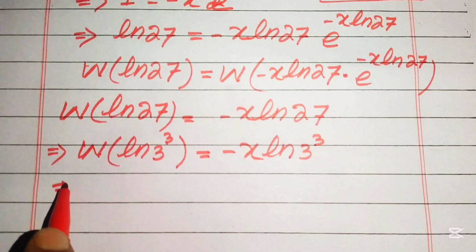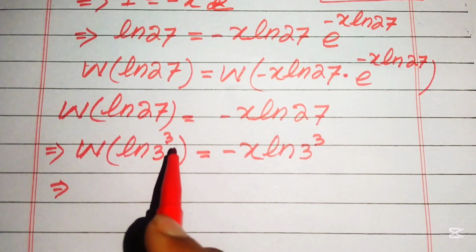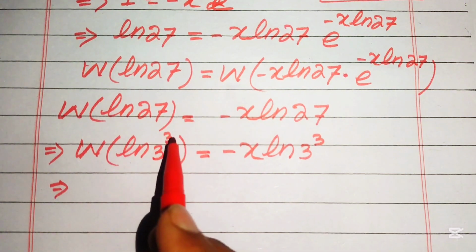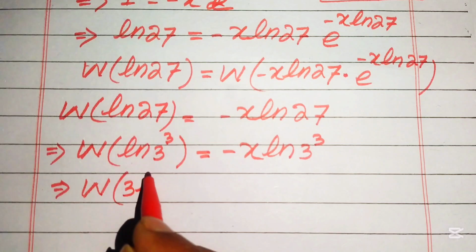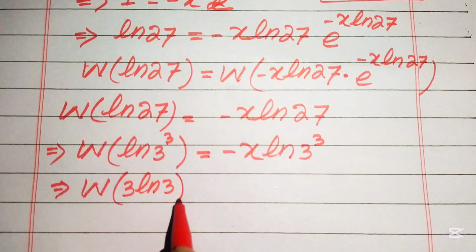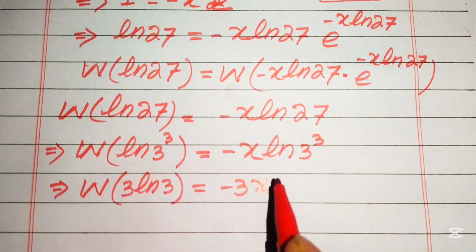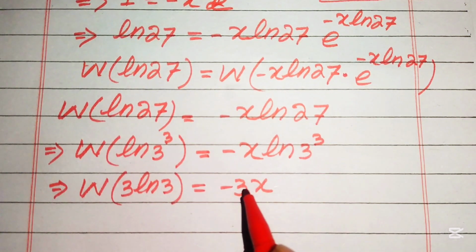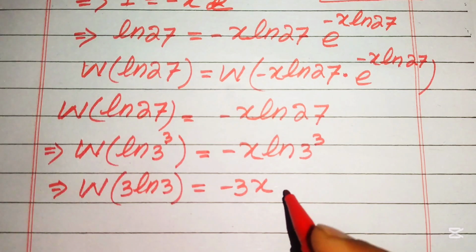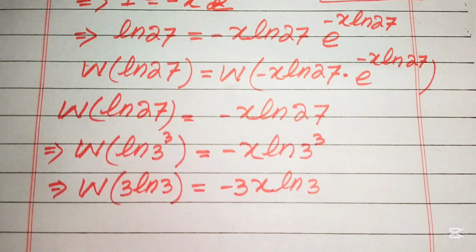Now we apply the property of log. According to this property, we move this 3 in front of the log, and it will be written as W of 3 log 3 is equal to minus 3x. Here we again apply the property of log, and we move this 3 in front of the log, and it will be written as minus 3x into log of 3.